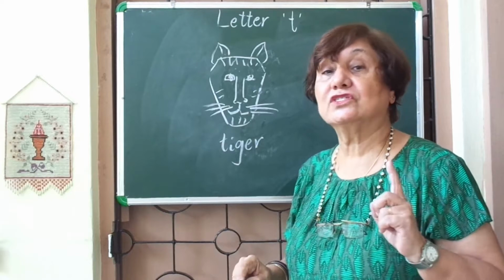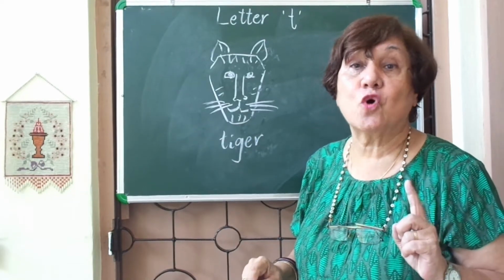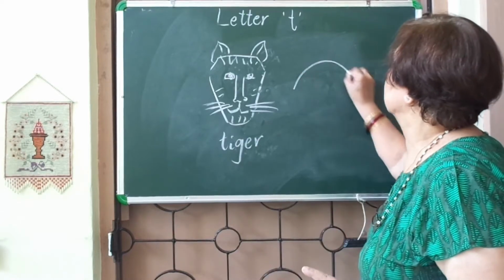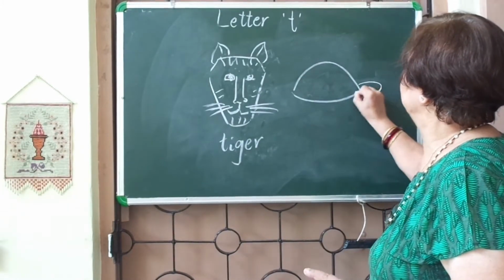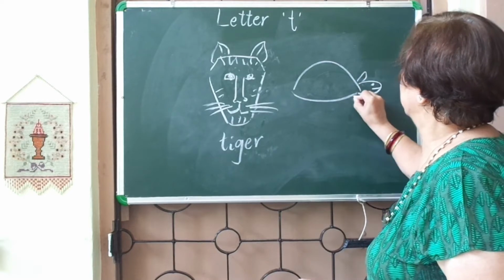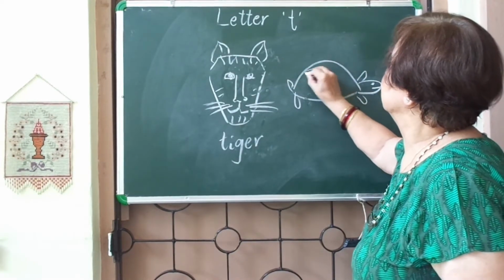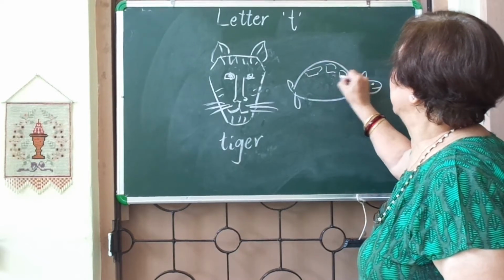You remember I told you the story of the hare and the tortoise? Tortoise. And this is how that tortoise looked. This is the face of the tortoise. This is one leg. This is the other two legs. Then this is the hard shell of the tortoise.